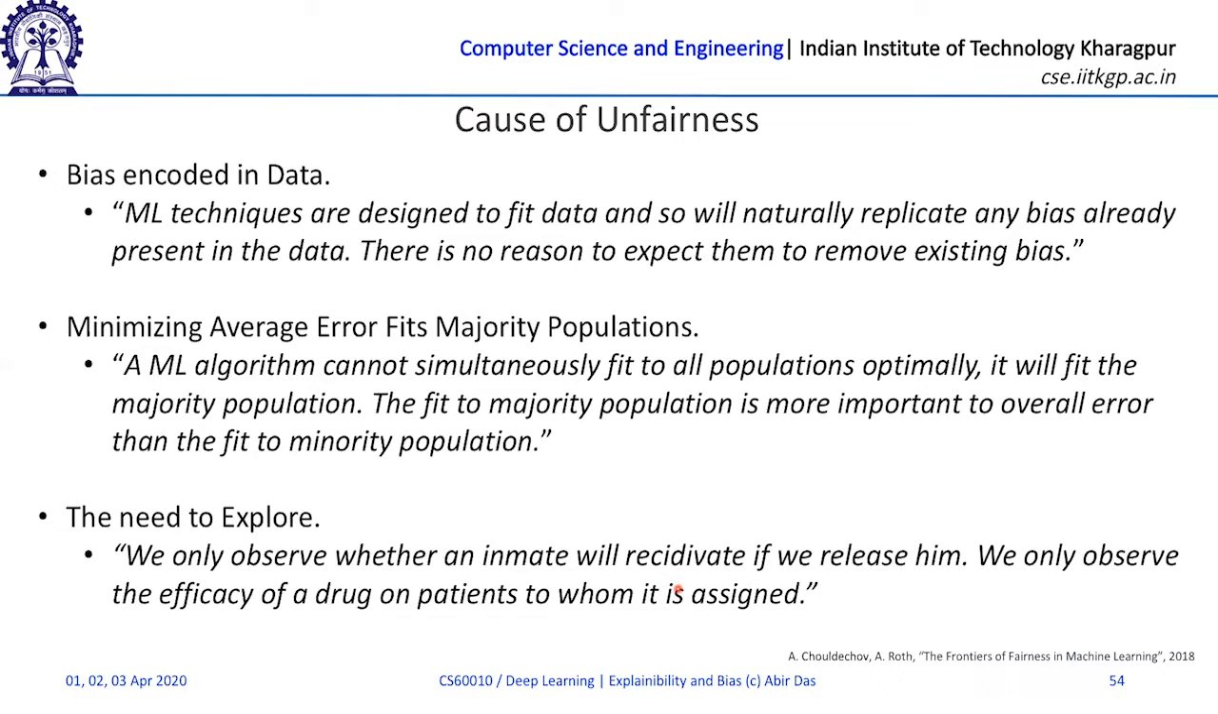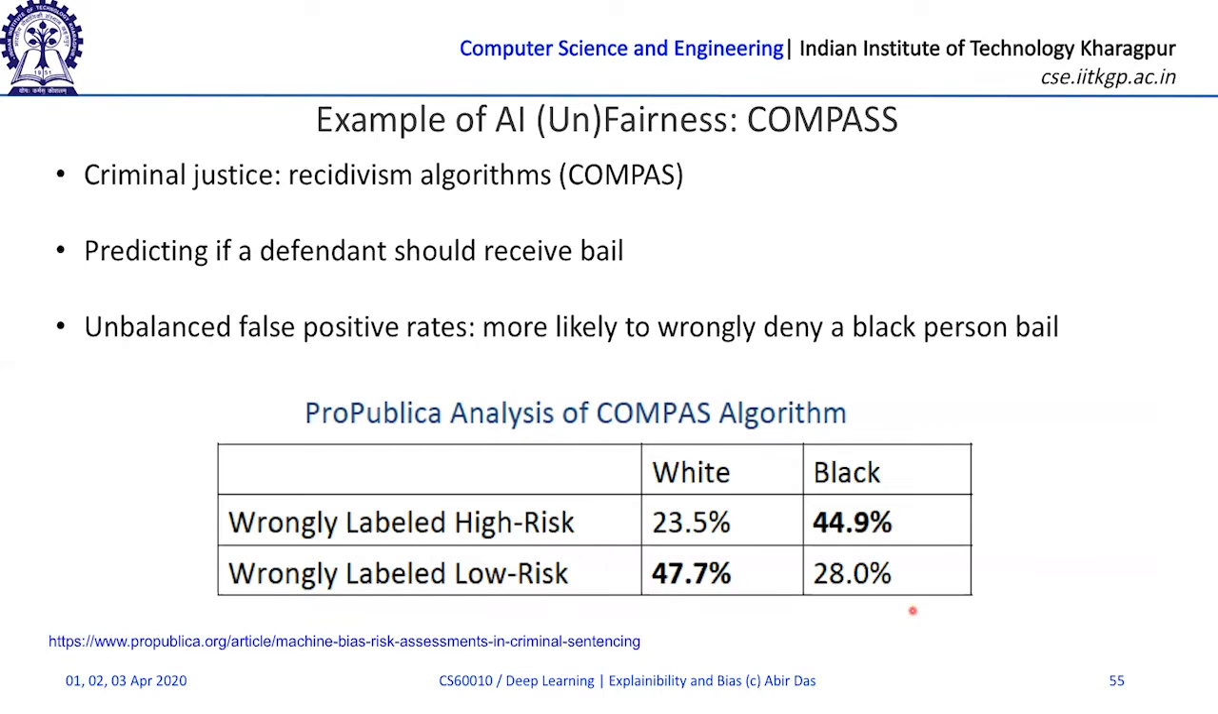So these are just very brief reasons why there may be unfairness. There may be many other reasons, but again, this is taken from this paper. I just urge you to go through this paper if possible. So this is one example. This is one system, this COMPAS. I briefly flashed this slide. This system predicts if a defendant should receive bail, and this helps the justice system to decide whether they should receive bail or parole, etc.